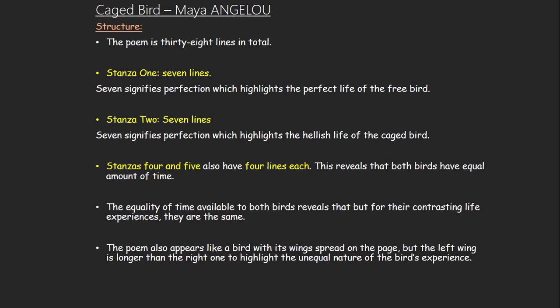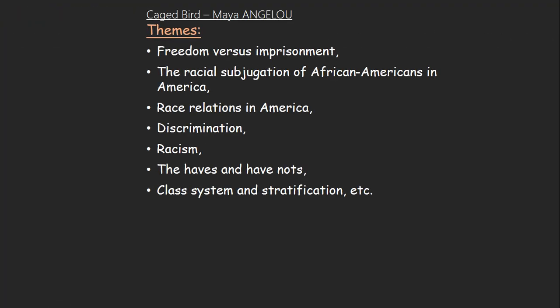But when it comes to experiences, society sometimes determines the experience that people have. The quality of the time available to both birds revealed that, but for their contrasting life experiences, they are the same. The poem also appears like a bird. If you look at the poem as it appears on the page, it looks like a bird, but the left wing is longer than the right one, to highlight the unequal nature of the birds' experiences. So both birds have contrasting experiences, and she uses the visual presentation of the poem on the page to reveal this. In terms of the themes, like I've already mentioned, the poem speaks about freedom versus imprisonment.